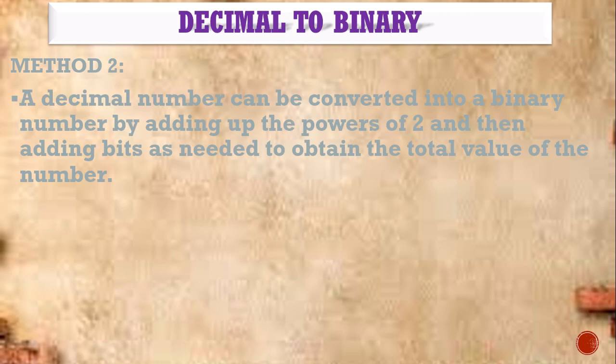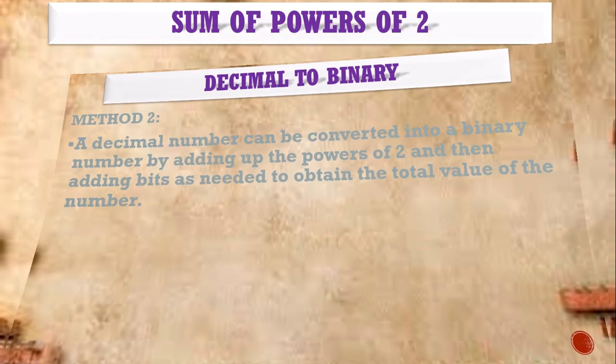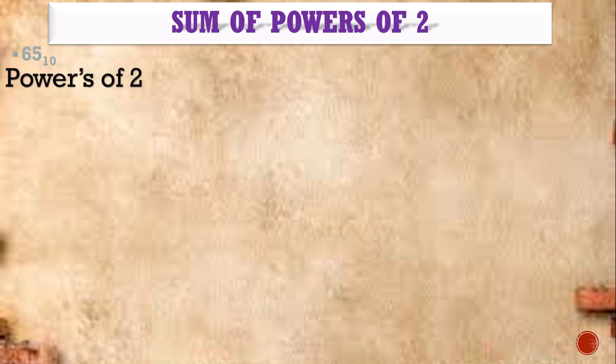In method 2, we are going to take the powers of 2. That is the sum of powers of 2. Here we have to take all the powers of 2 until the number is equal to or lesser than the given number. It should not be greater. Now our value is 65, so the powers we take should be equal to 65 or lesser than 65. We should not take a greater number.